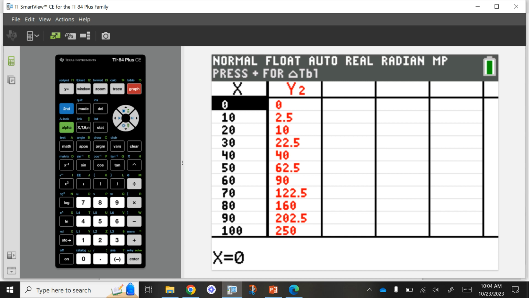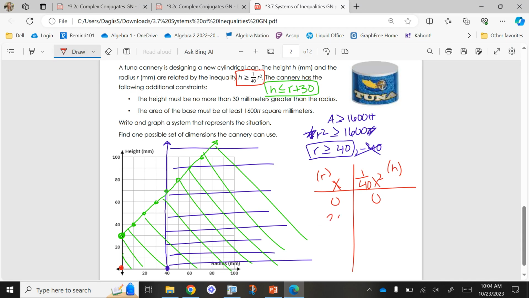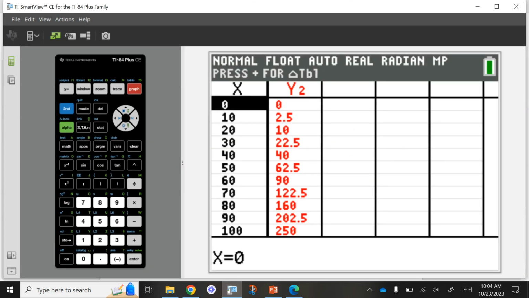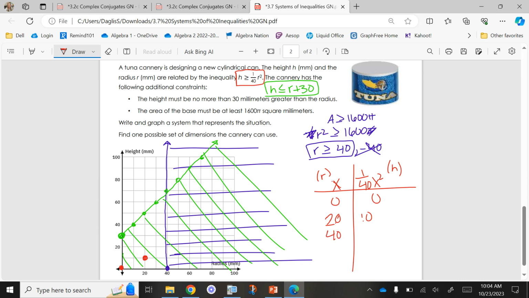Okay, so 10 and 2.5, not the easiest one to graph. Could I plot 20, 10 pretty easily? Yep, I like that one. There we go. So 20, 10, about right here. My next one that I like is 40, 40. What was it? 60, 90? Okay. I think, yeah, nothing else could fit. Solid or dotted? Solid. And above or below? Above. So we're on top of it.